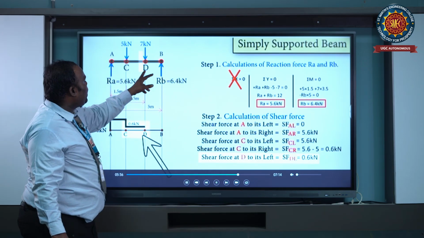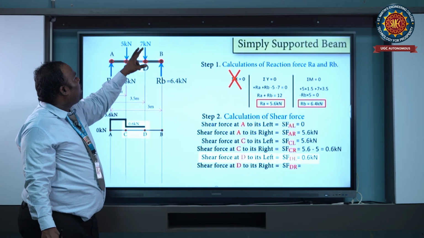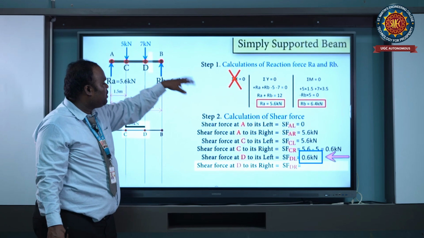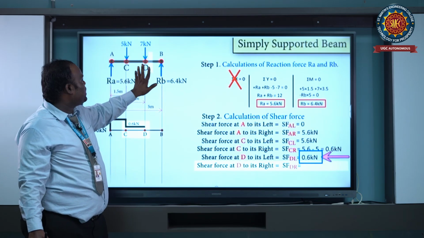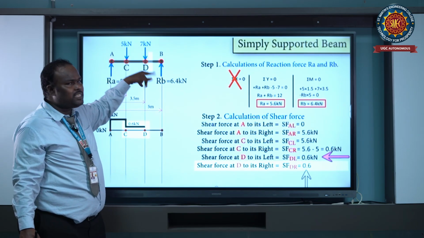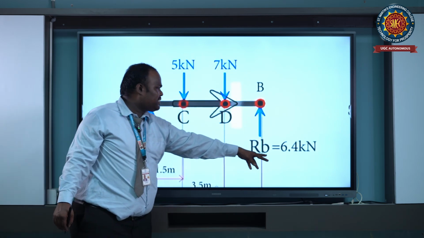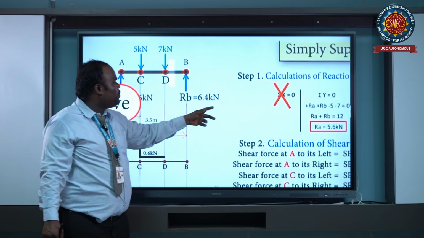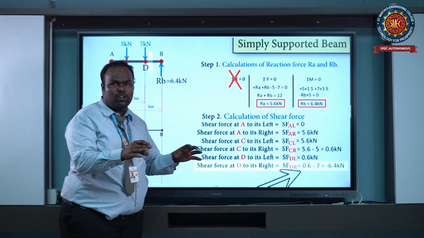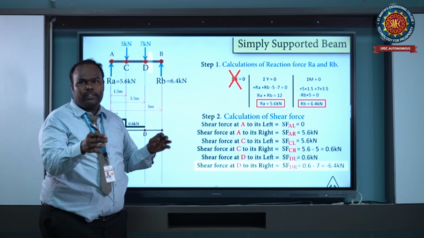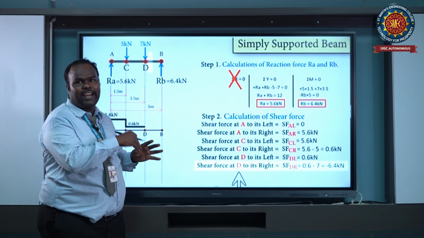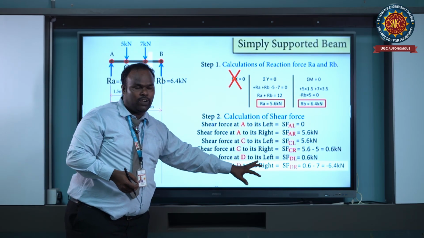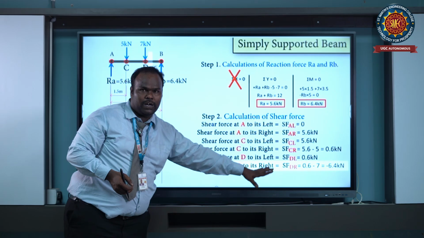Now at point D, on the right side, 7 kilonewton is acting in the downward direction. Then the shear force at point D is 0.6 minus 7, which equals minus 6.4 kilonewton. From D to B there is no loading, so it is constant between D and B. Therefore, the shear force at point D right side and at point B left side is equal, so it is constant at minus 6.4.